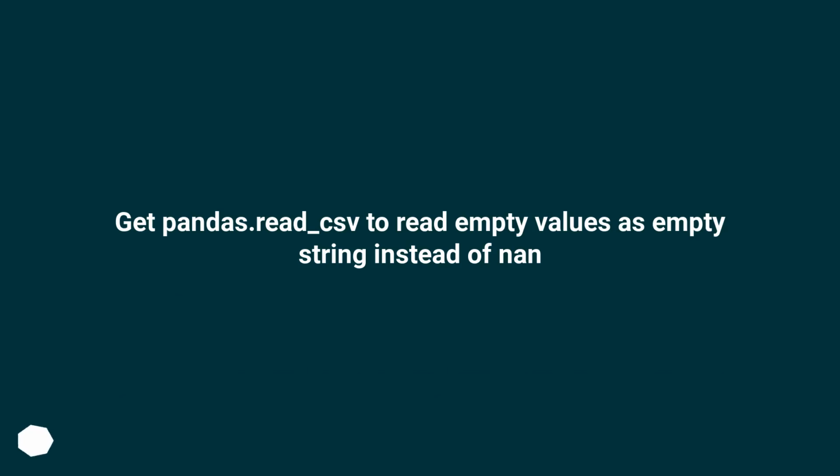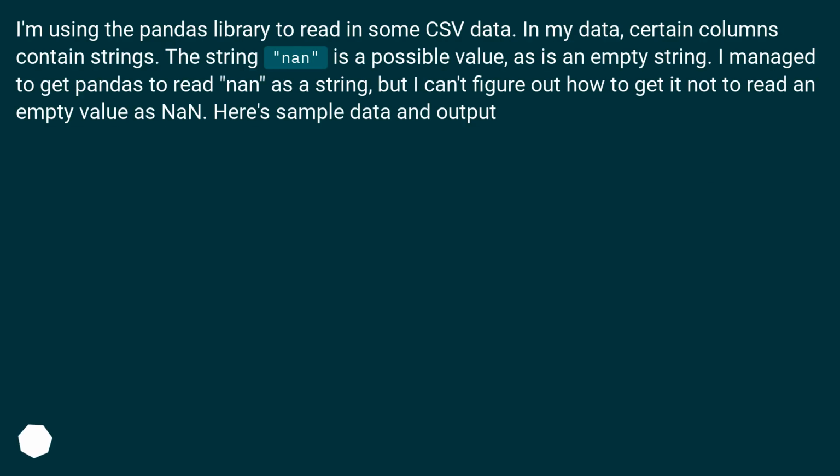pandas.read_csv to read empty values as empty string instead of NaN. I'm using the pandas library to read in some CSV data. In my data, certain columns contain strings. The string "nan" is a possible value, as is an empty string. I managed to get pandas to read "nan" as a string, but I can't figure out how to get it not to read an empty value as NaN.